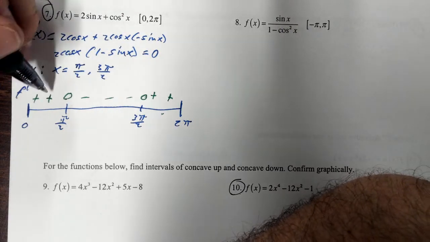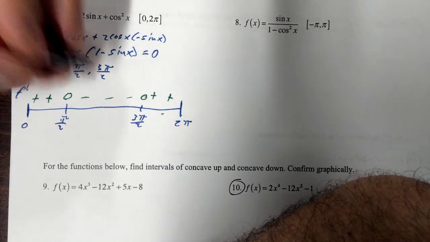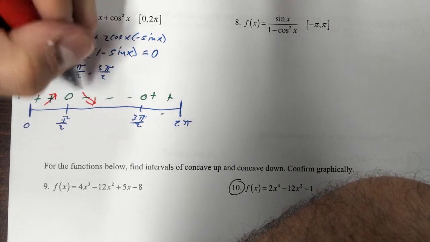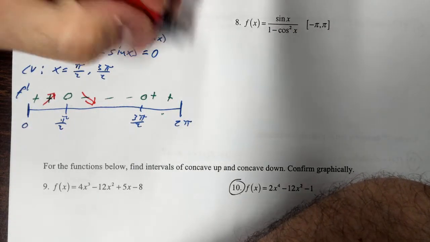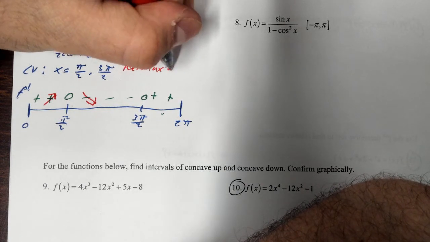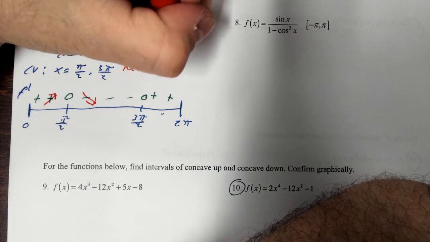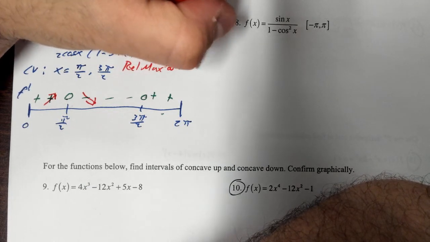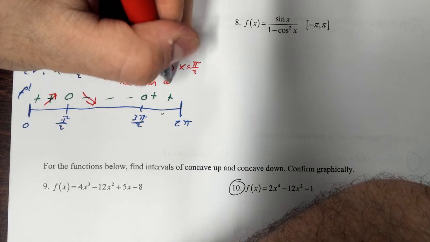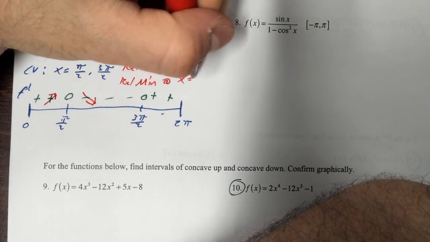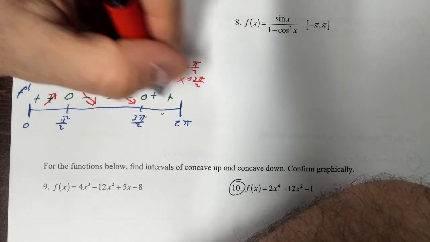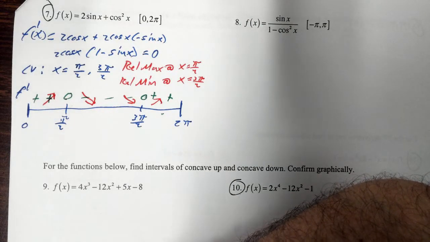Okay, so we went from increasing to then decreasing. So that was to a maximum. So we have a relative max at x equals pi over 2. We have a relative min at x equals 3 pi over 2, because we did go from decreasing to increasing.